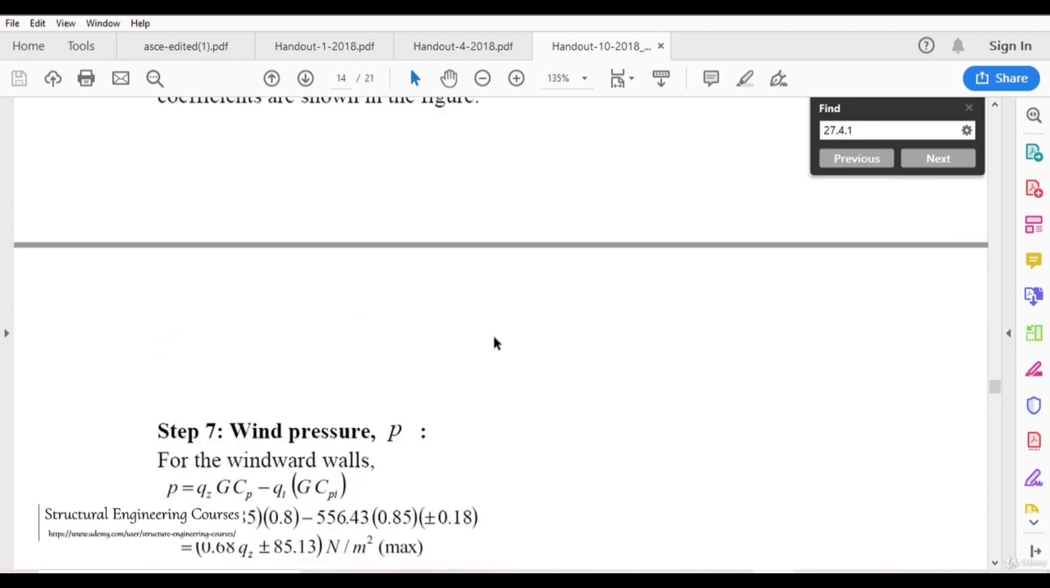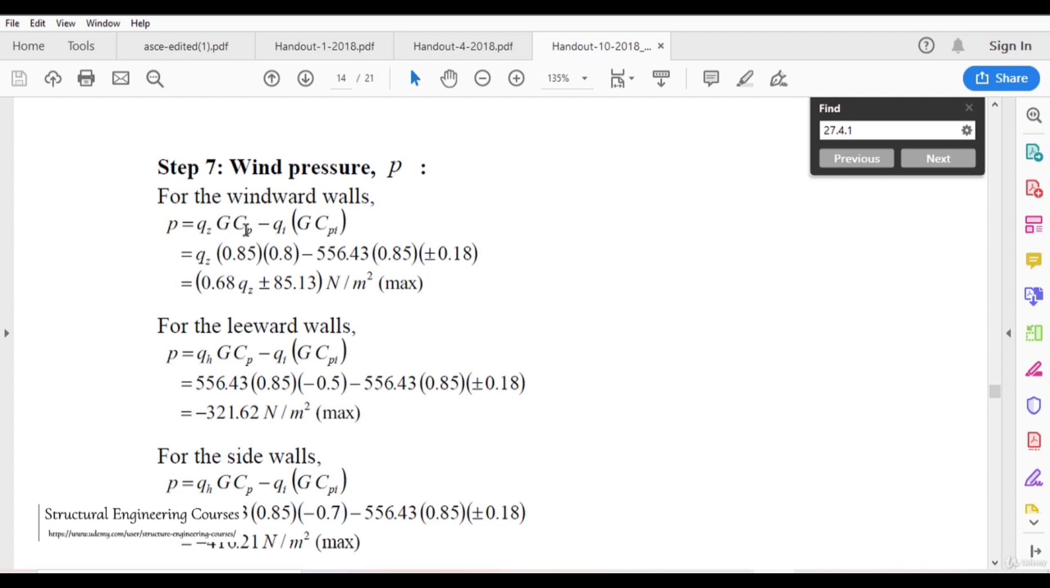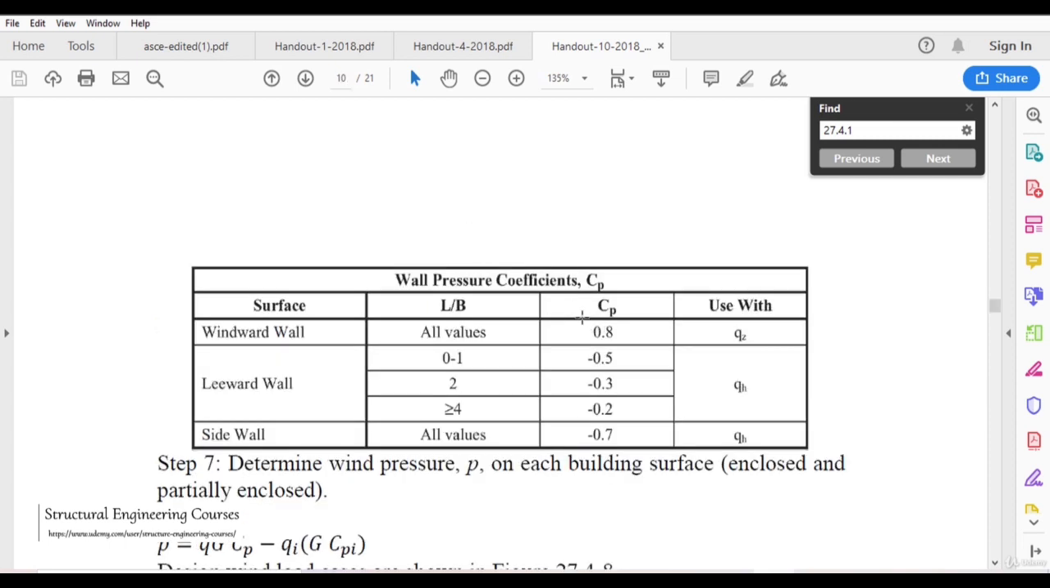If we talk about this QHGCP minus QIGCPI, G is obviously 0.85 for both the values. CP and CPI is something that we should know. So CPI is plus minus 0.18 as it is an enclosed structure. So CP is 0.8. If we see the values here, we can see that CP is 0.8 irrespective of the L by B values. That is what he had taken in this calculation here.